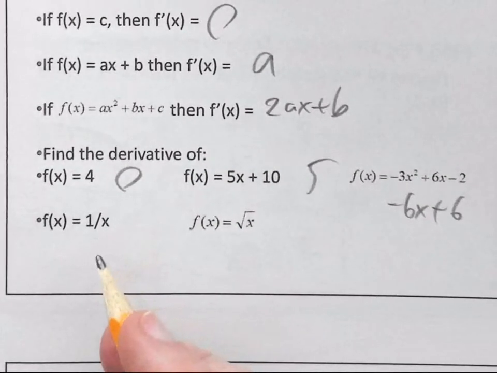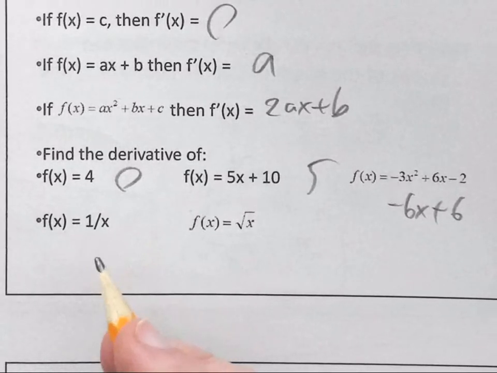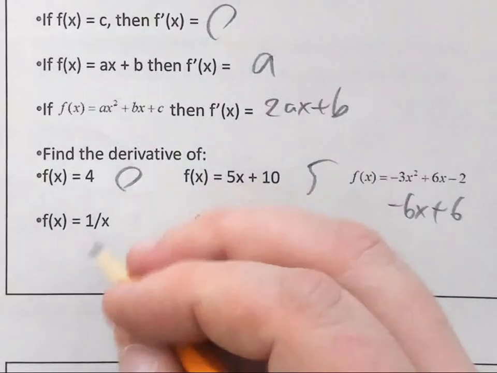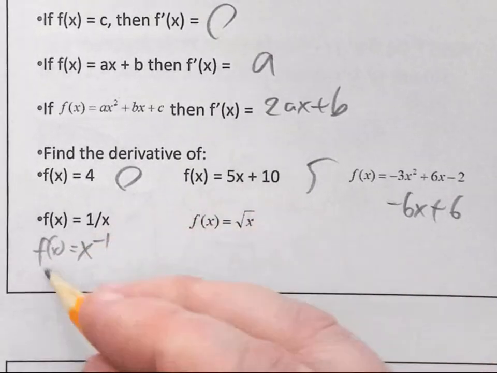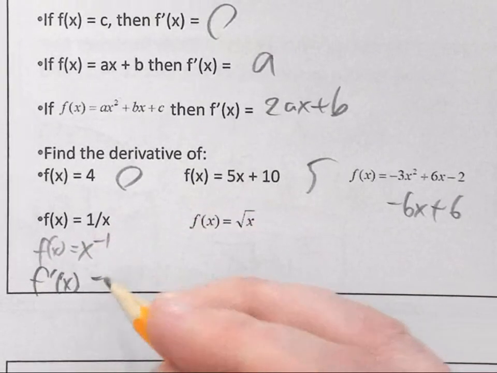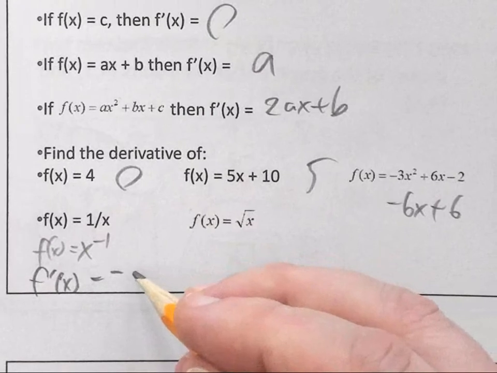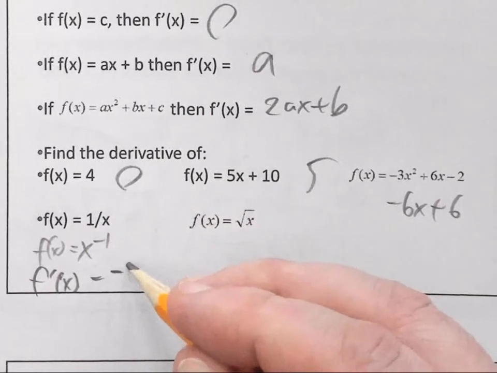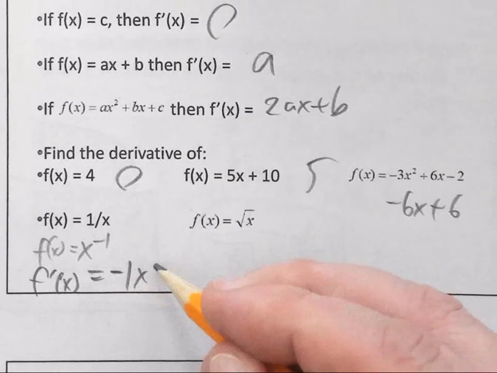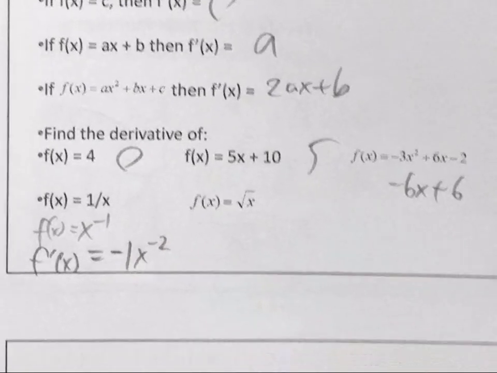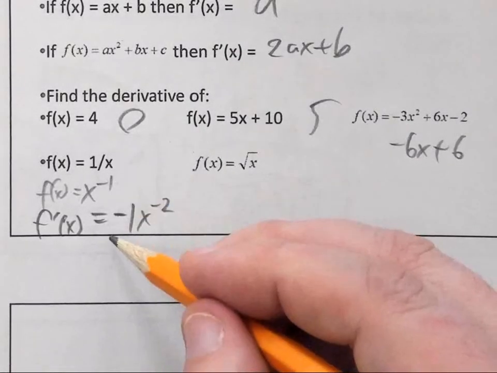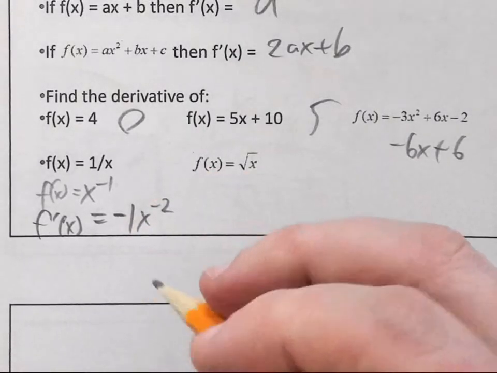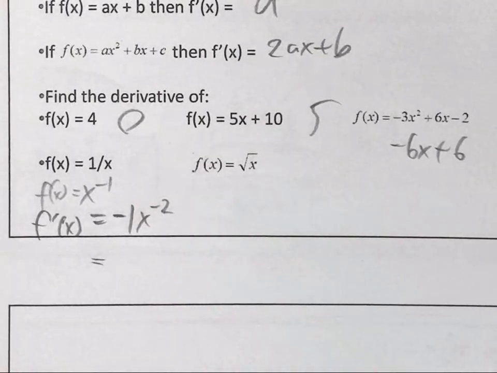1 over x. What do you have to do first if it's 1 over x? X to the negative first. Then do your derivative. So you have negative 1 out front and x to the what? Negative 2. Now clean it up. Because remember, you drop your exponent by 1. 1 down from negative 1 is negative 2. So what's that going to look like when you simplify it?